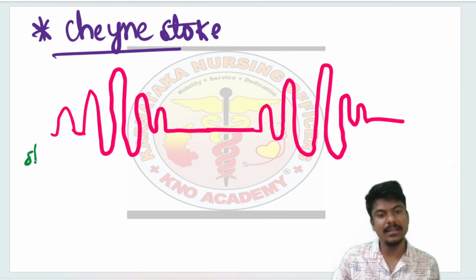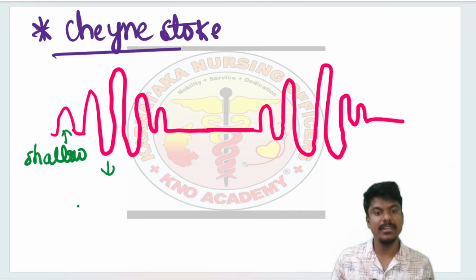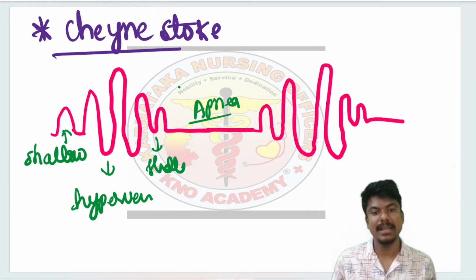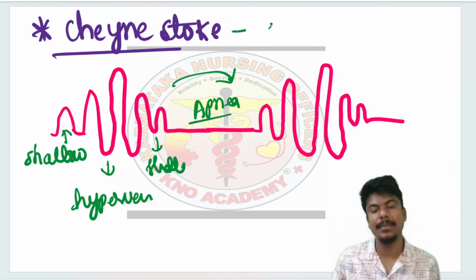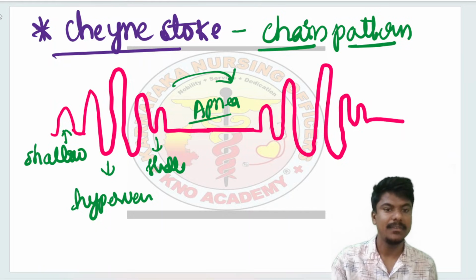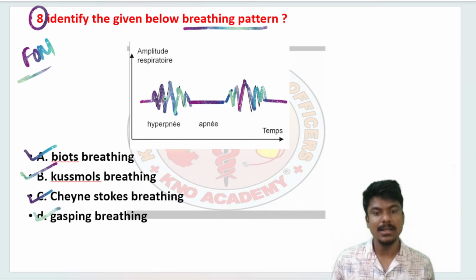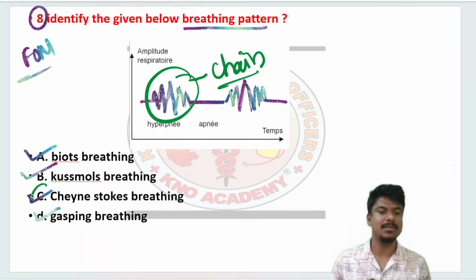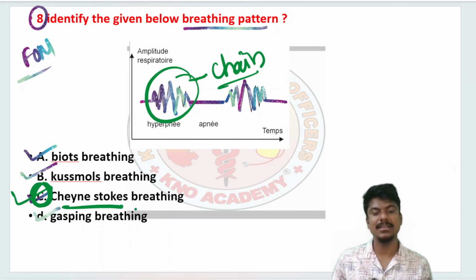So here there will be shallow breathing, and in between there will be a peak of hyperventilation. Again there will be shallow breathing, and in between a period of apnea. Again the cycle continues, so breathing happens in a cyclical pattern. That's why we call this Cheyne-Stokes breathing. If you see the image here, it's happening in a cyclical manner, so option C, Cheyne-Stokes breathing, is the right answer.